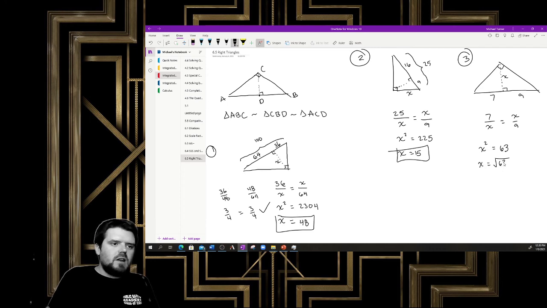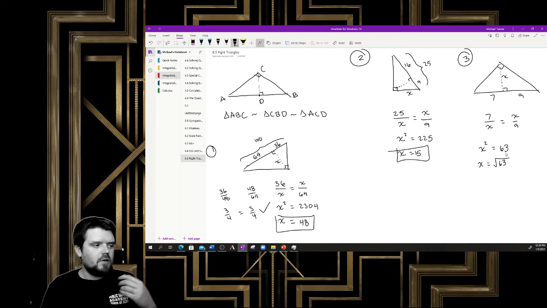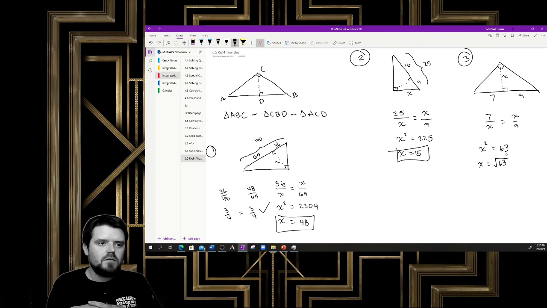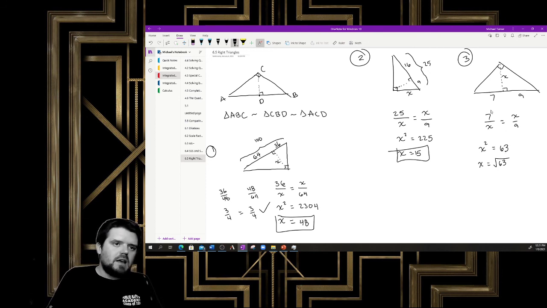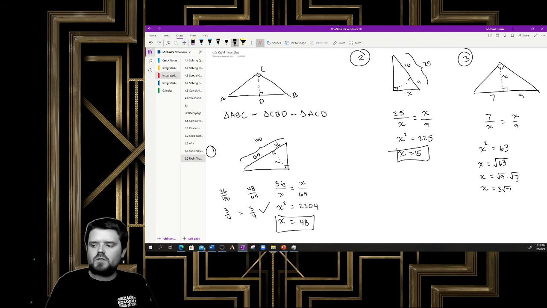Now, if you end up with a value that's not a perfect square, in 1 and 2 we ended up with a perfect square. If it's not, for my class, what I want you to do is simplify the radical if you can. The directions will typically specify if it wants you to either simplify the radical, or it'll tell you to approximate it to a number of decimal places. 63, as we just saw, is a product of 7 and 9. So I can break that up into square root of 9 times square root of 7. And square root of 9 is 3. So our answer as a simplified radical is 3 radical 7.